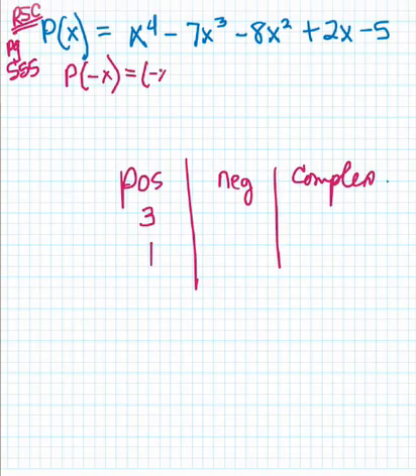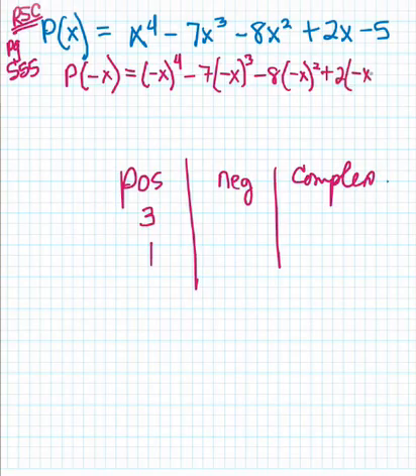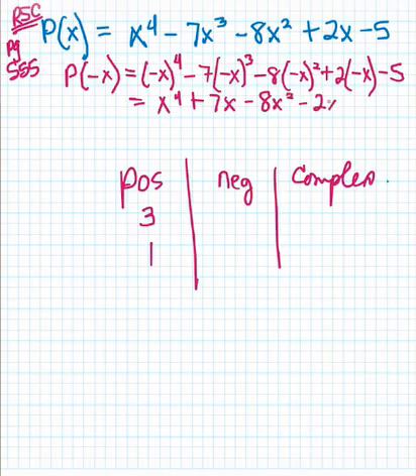Now to find the negatives, I'll put negative in for x. Wherever I see an x, I just replace it with a negative x: negative x cubed minus 8 times negative x squared plus 2 times the opposite of x minus 5. This is going to be x to the 4th. The opposite of x cubed is going to be the opposite of x, and then times negative 7, that's going to make this plus 7x right here. The opposite of x squared is going to be x squared, so it's minus 8x squared here. Minus 2x minus 5.